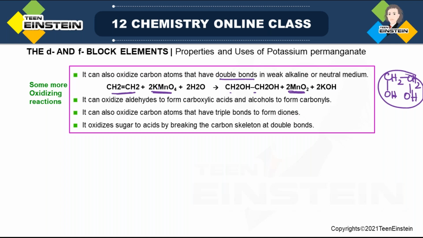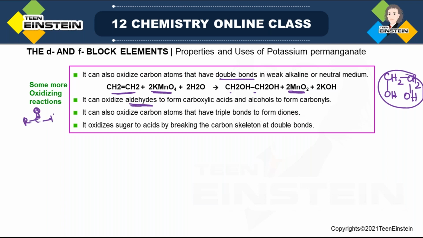So this is a very important test for identification of unsaturation, because whenever we do any identification test, you have to keep in mind there must be some visible change. It may be color change, it may be precipitation, it may be evolution of a gas which has a specific odor. All these are changes that you can easily identify. So in this case, the purple color of KMnO4, which is a very intense color, will be discharged. It is the proof that KMnO4 is acting as an oxidizing agent, and the C=C double bond is no longer present. It can also oxidize aldehyde, that means RCHO.